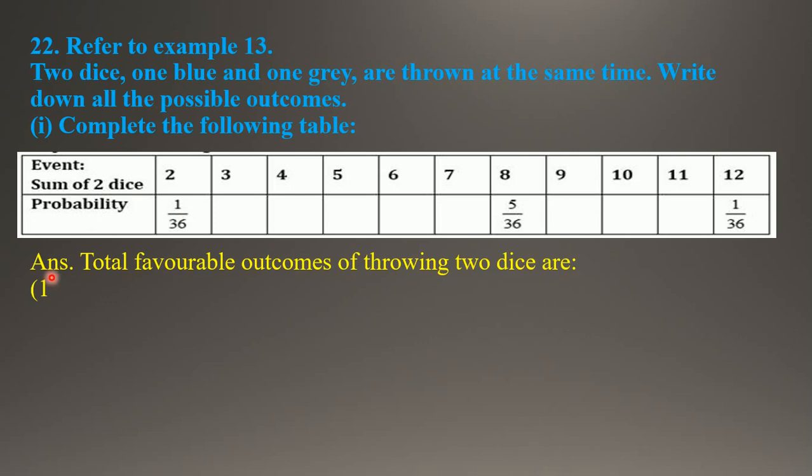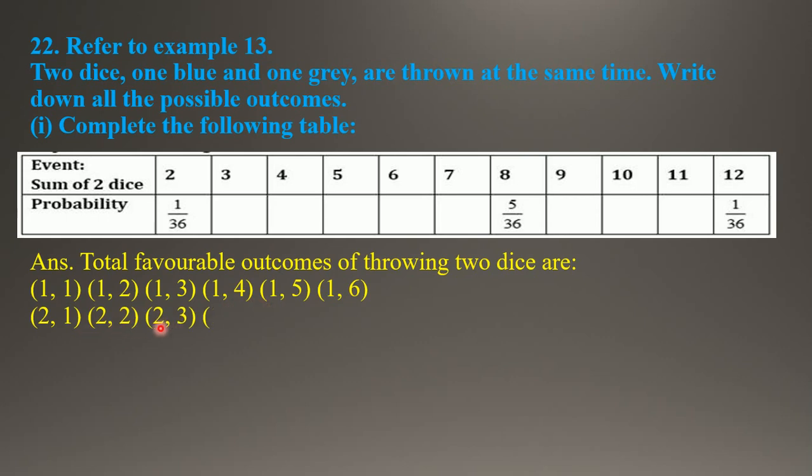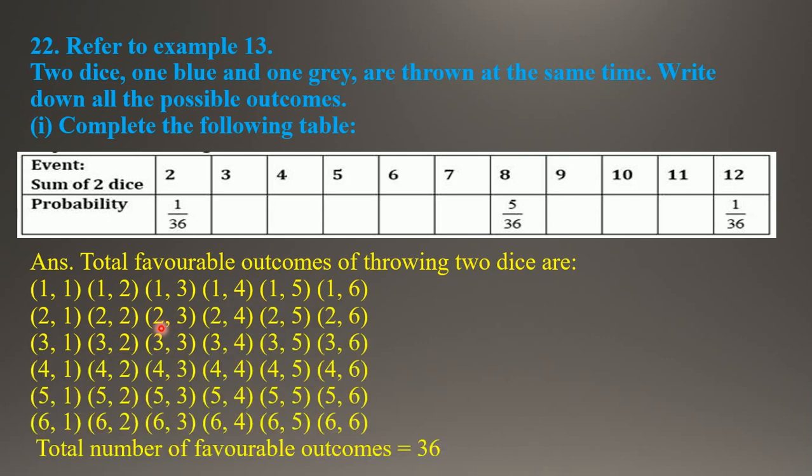Now, 1 upon 36, therefore 1, 1. When we get 1, 1, the sum of these two is 2. There is only one favorable condition, so 1 upon 36. Likewise for 12, which is 6, 6. The total outcomes of throwing 2 dice, as we see in example 13, are 1, 1, 1, 2, 1, 3, 1, 4, 1, 5, 1, 6, 2, 1, 2, 2, 2, 3. How many? We get 36 outcomes.